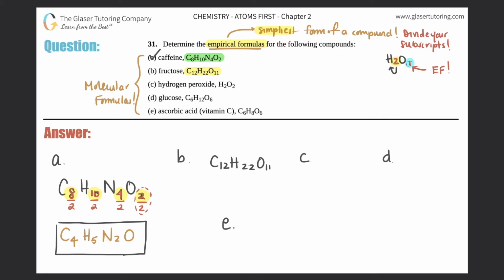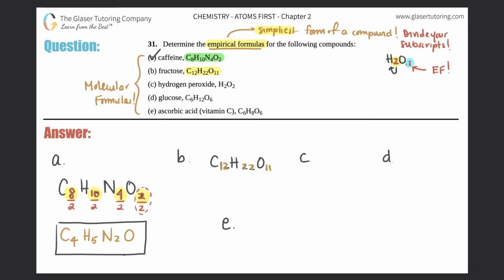But we still have to find the empirical formula. This is the molecular formula that they gave you. I'm looking between the 12, the 22, and the 11. Is there any number in common between these that I could simplify down?